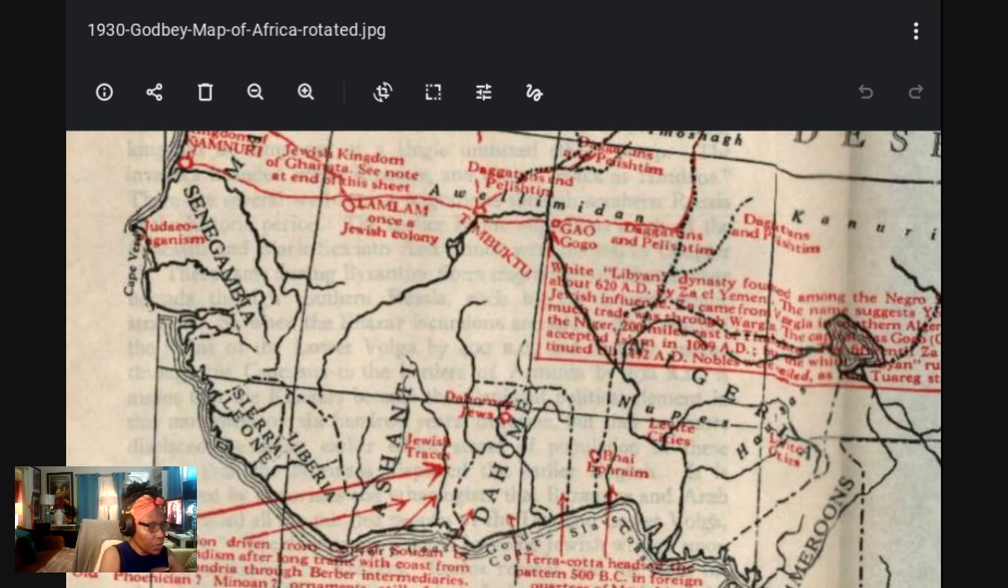But before it was changed to Negro Land, it was Eyverh Land, aka West Africa or Negro Land.